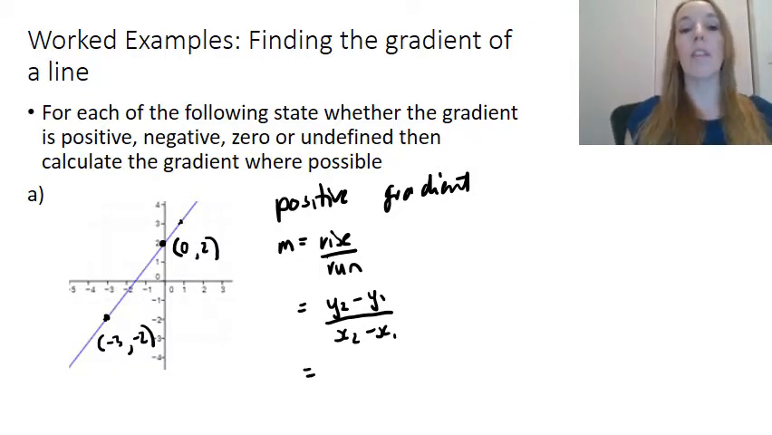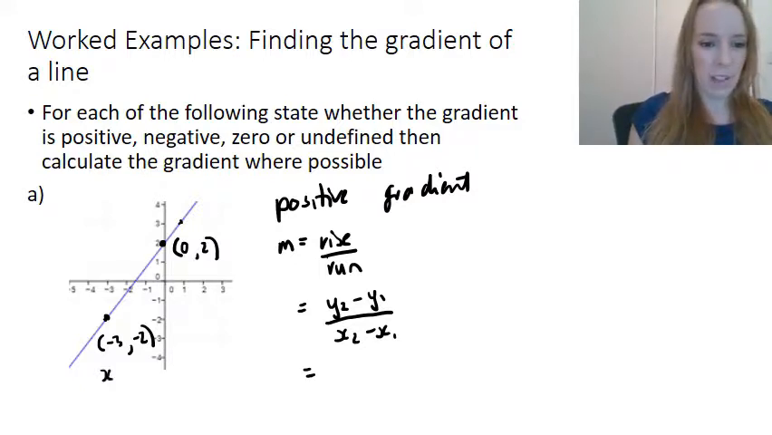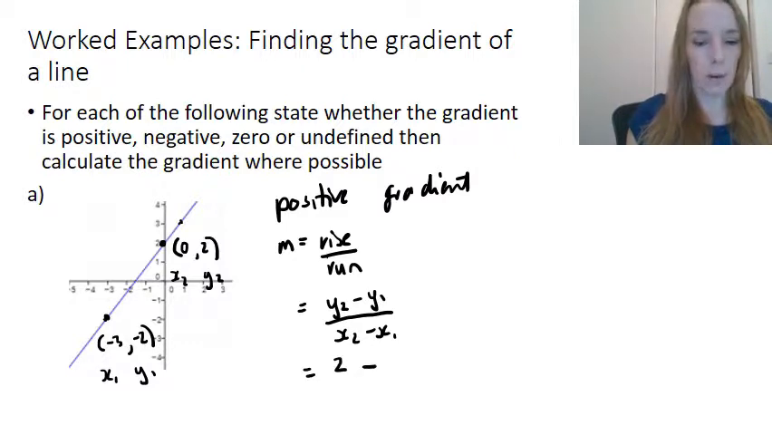So remember the one on the left is going to be x1, y1. Start again. This point here will be x1, y1, and this point here will be x2, y2. So we're just going to plug those numbers into our formula. So y2 is 2, take y1, which was -2, divided by x2, which was 0, take x1, which was -3.